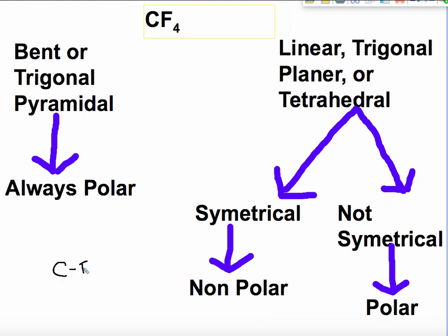Okay, CF4. So you draw CF4. So this one is going to be a carbon with 4 fluorines around it, not hydrogens. Okay, now what you'll notice is that it is tetrahedral, but all 4 things are the same. It's very symmetrical, therefore it's nonpolar.